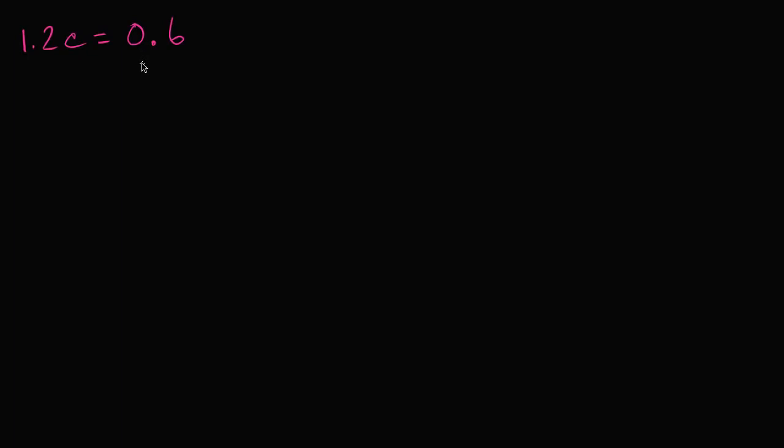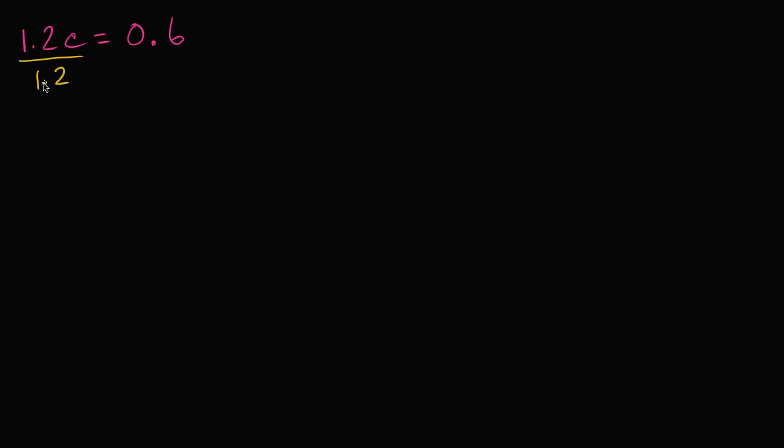And it might not jump out immediately in your brain, but lucky for us, we can think about this a little bit methodically. So one thing I like to do is say, okay, I already have the c on the left-hand side, and I'm just multiplying it by 1.2. It'd be great if this just said c instead of 1.2c. So what could I do there? Well, I could just divide by 1.2.